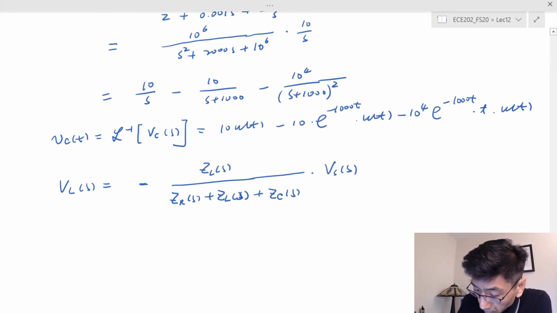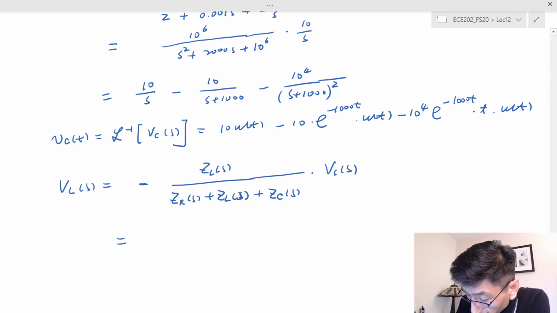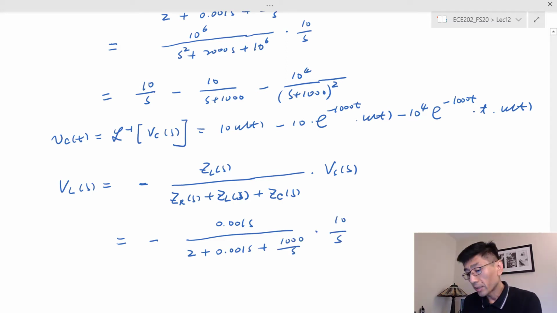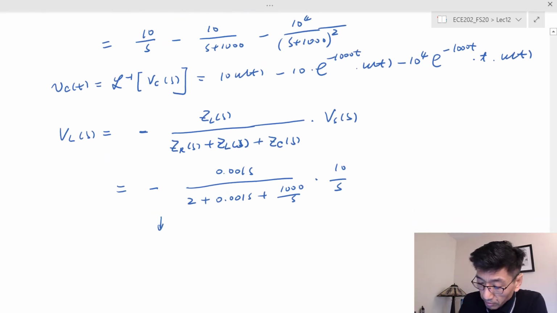So in this case we substitute everything in. We get negative 0.001 S divided by 2 plus 0.001 S plus 1,000 over S, times 10 over S. I'm not going to calculate this all the way, but you can do the partial fraction expansion and then the inverse Laplace transform, and find V sub L of t.